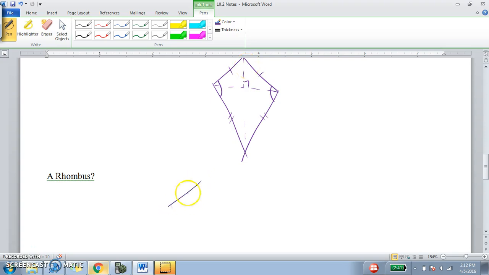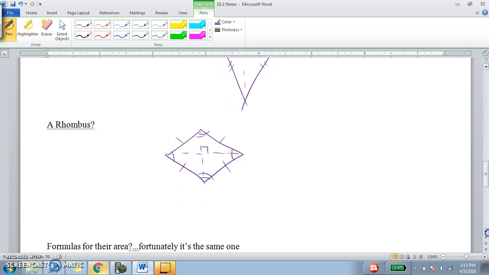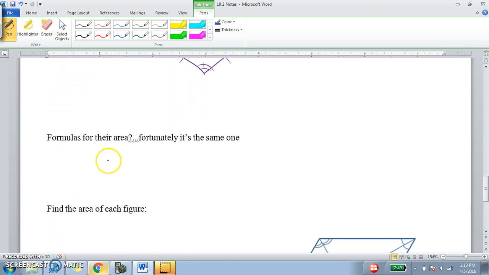For a rhombus, it's similar. It's got 4 sides, but now all the sides are the same. So diagonals of a rhombus are also perpendicular because everything is the same. So it's got 4 congruent sides, diagonals perpendicular, and these angles would be the same, these angles would be the same. So finding the area of a kite and a rhombus, fortunately, they have the same formula.